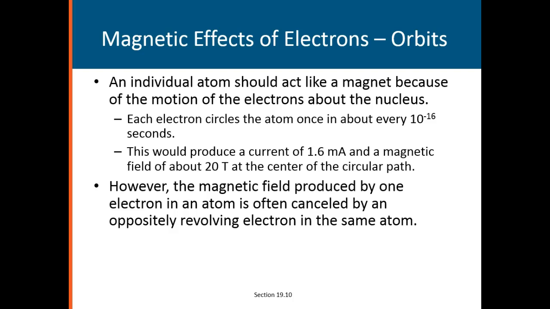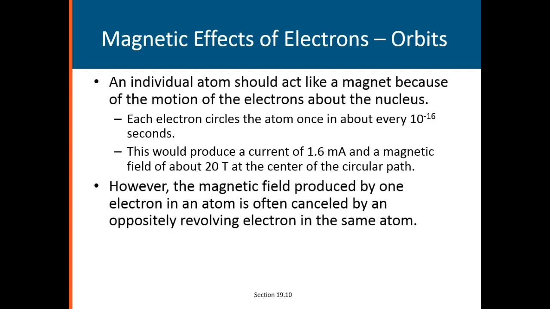An individual atom should act like a magnet. Why? Because you have electrons going around it, right? Don't you have electrons going around every atom? So why isn't every atom a magnetic atom? Because the electrons are around the nucleus.